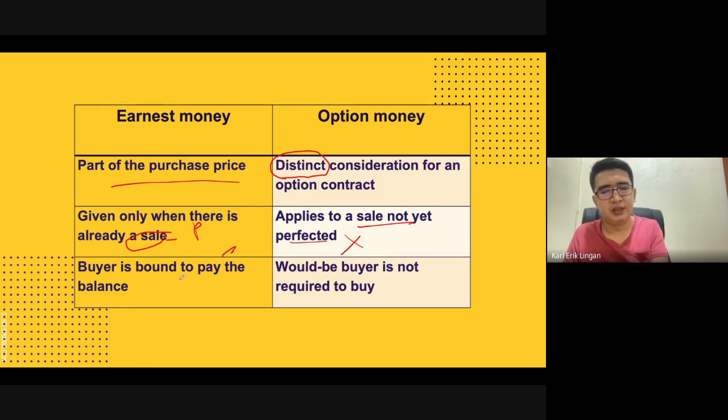Okay? The third one is buyer is bound to pay. Why? Because you already paid the advance payment. Therefore, you are bound to pay the balance. Then, the would-be buyer is not required to pay. Why? Because the option contract involves only the right to buy or the privilege to buy. Okay? Second to the last.